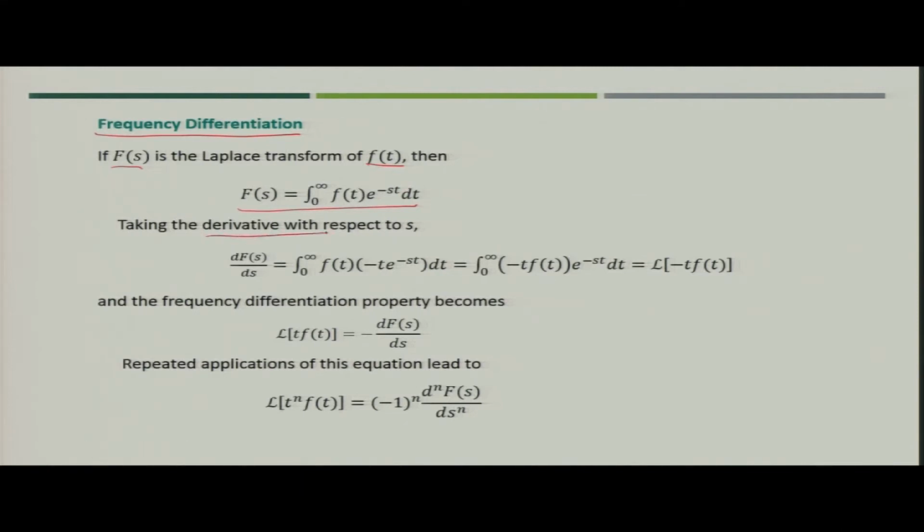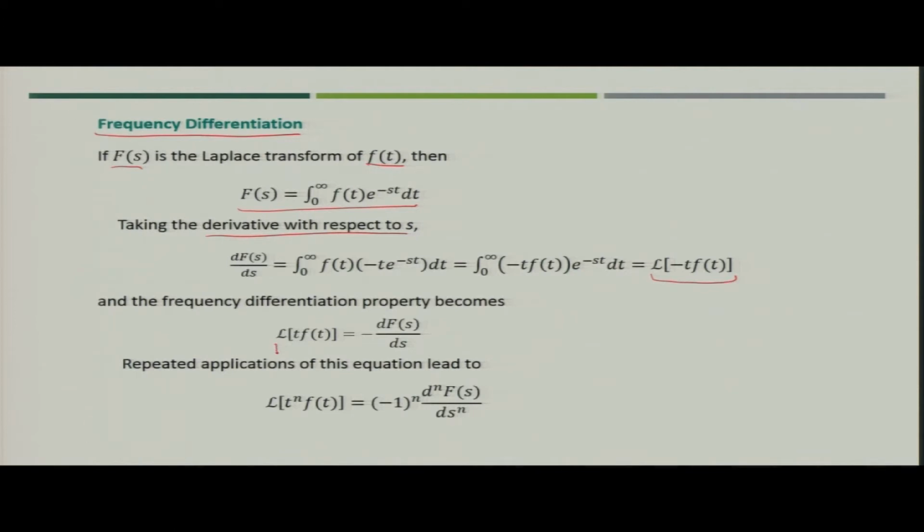Now, if you take the derivative of function F(s) with respect to s, what will you get? If you differentiate both sides, dF(s) by ds will become the integral from 0 to infinity of minus t, because now you are differentiating with respect to s. So, it will become minus t f(t) e to the power minus st dt, which is nothing but the Laplace transform of the function minus t f(t).